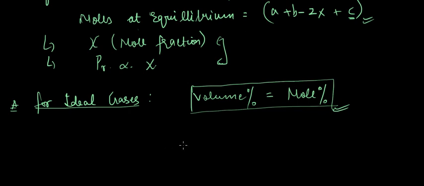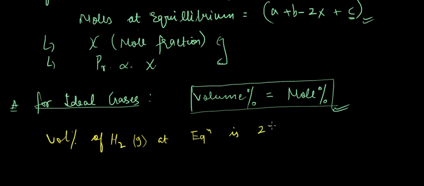Okay, so let's suppose in the previous example, in the preparation of ammonia, where we reacted N2 with 3 moles of hydrogen to form 2 moles of ammonia, in that problem you were given the volume percentage of hydrogen at equilibrium as, let's say, any number, 25.